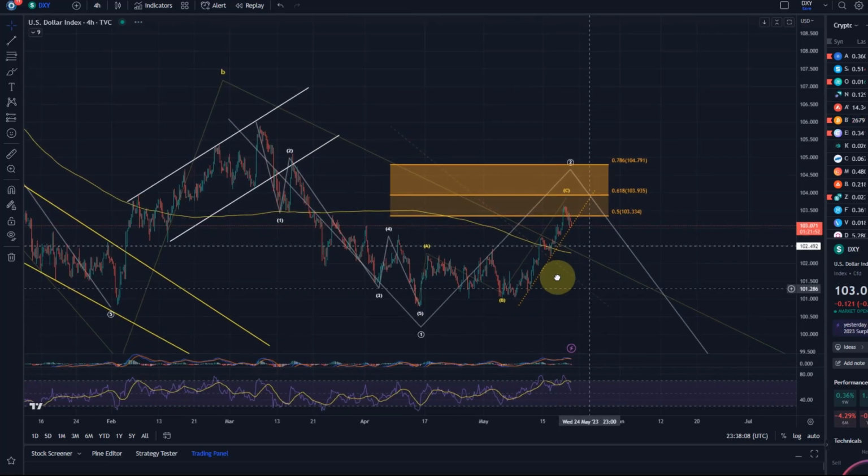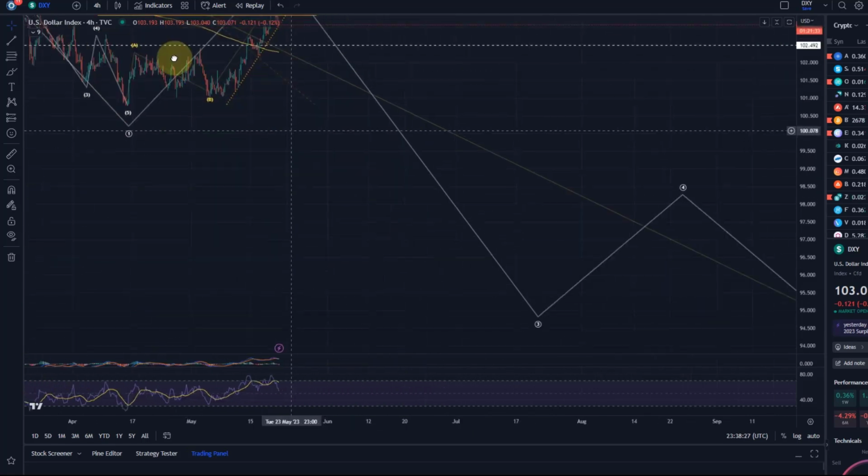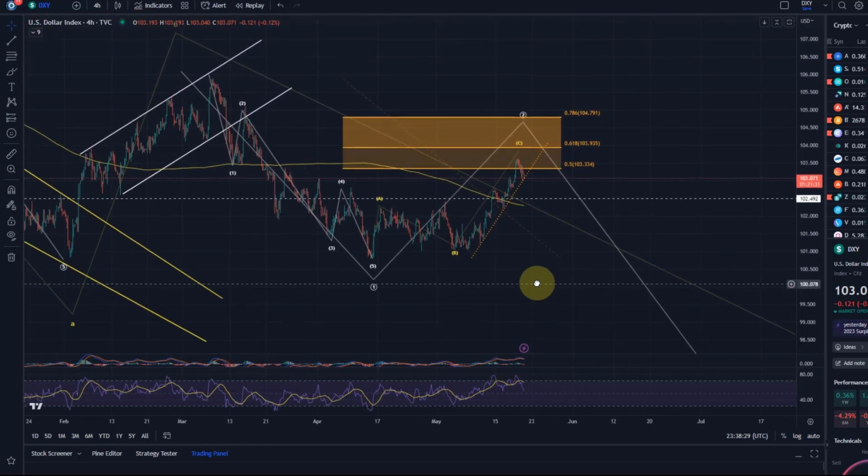So if this is the case, and it follows my primary count, we should shortly, in the very near future at least, see quite a strong move to the downside. Again, it can still push a little higher in the orange box, but it should avoid a break above $104.79 to make this third wave to the downside likely.